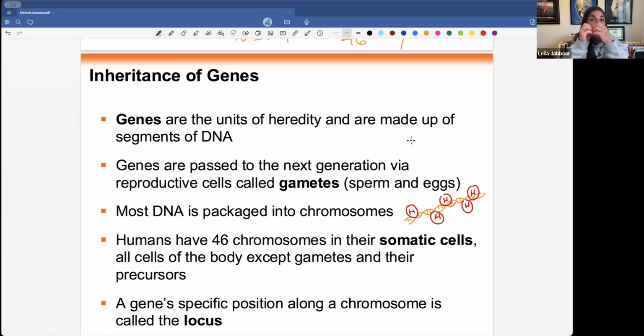And that's what we want when we're starting to divide the cell. We want this chromosome to be tight. So the chromosome, technically speaking, is DNA plus histones. Humans have 46 chromosomes in their somatic cells. So we already saw these terms.